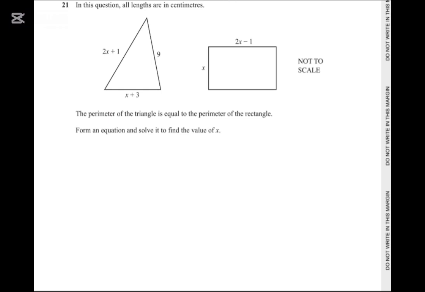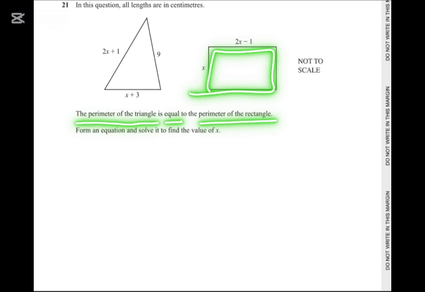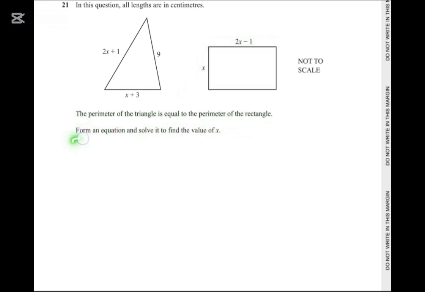Question number 21. In this question, all the lengths are in centimeters. 2x plus 1, 9, x plus 3 are the sides of the triangle. 2x minus 1 and x are the length and width of the rectangle. The perimeter of the triangle is equal to the perimeter of the rectangle. Both the perimeters are equal. Form an equation and solve to find the value of x. We need to form an equation here.